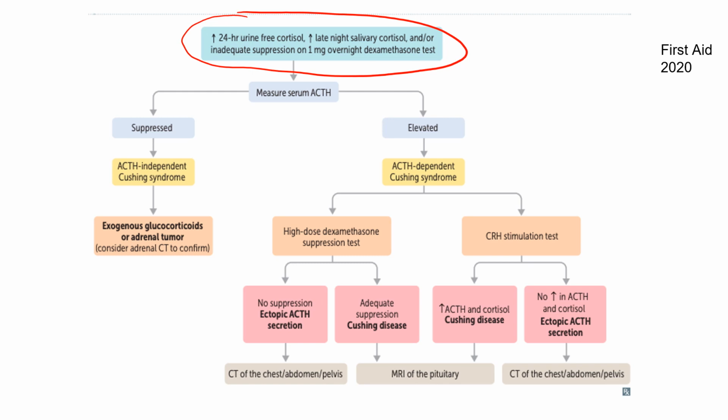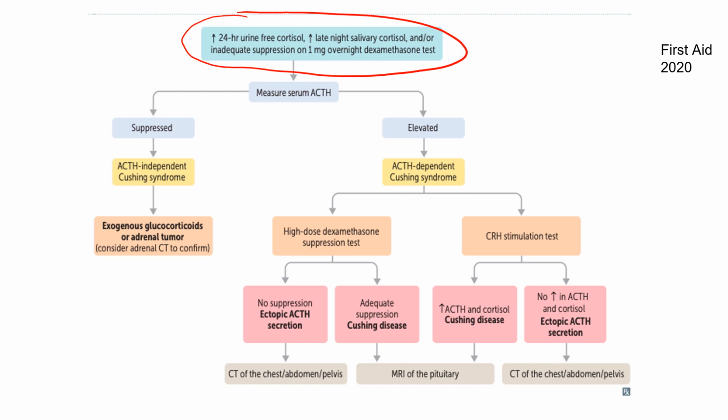And then the third thing is inadequate suppression on a dexamethasone test. If we gave dexamethasone, which is very similar to cortisol, we would expect it to negatively feed back on the pituitary and on the hypothalamus, leading to decreased ACTH levels. But in someone with Cushing syndrome, a low dose of dexamethasone isn't sufficient to negatively feed back, and the patient will still have elevated ACTH levels. So those are the three ways to formally diagnose Cushing's.